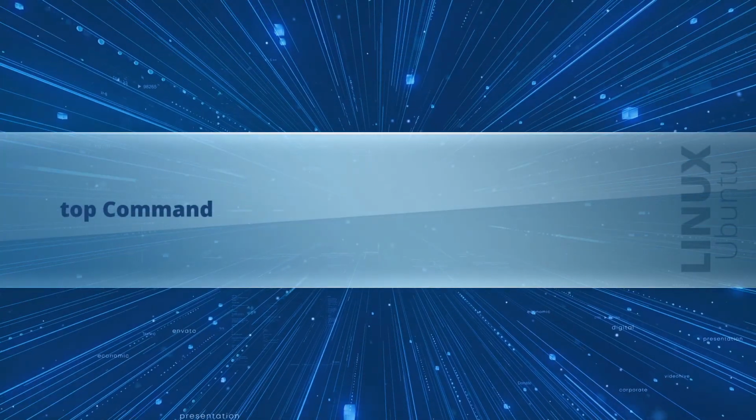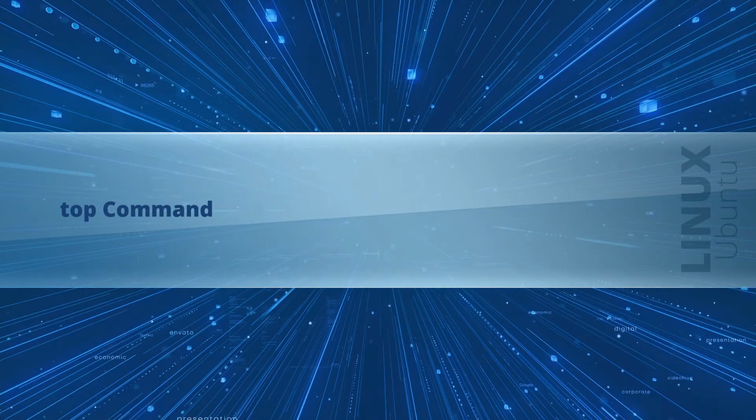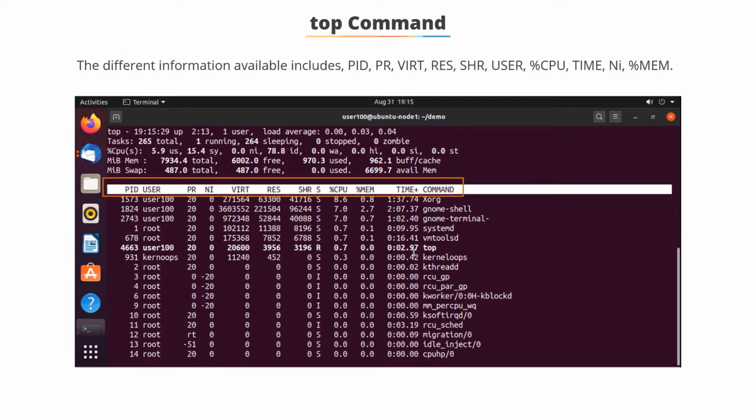Let's learn about the top command, which is used to view information about processes that are currently active in the system. The top command is used to display the information of processes running in Linux. The information provided is dynamic. The different information displayed includes PID, PR, VIRT, RES, SHR, user, %CPU, time, NI, %MEM.